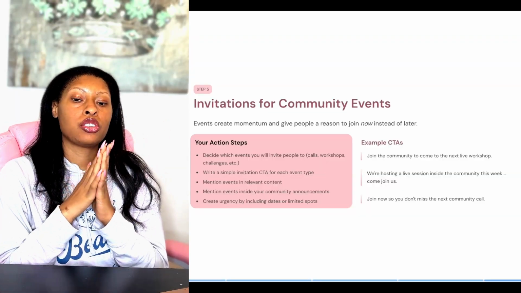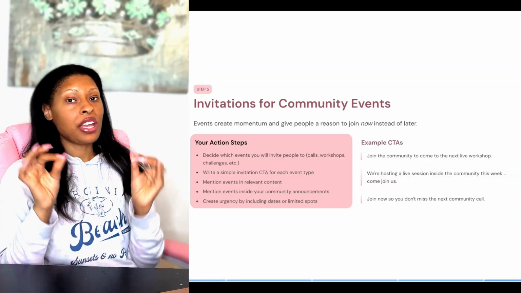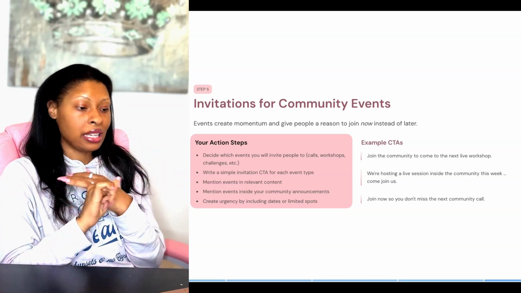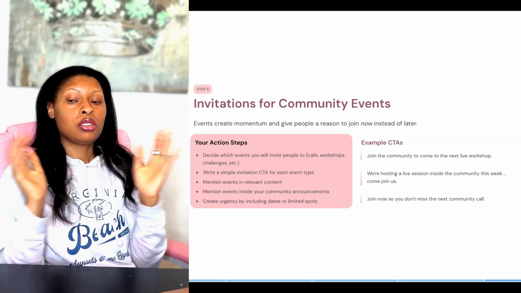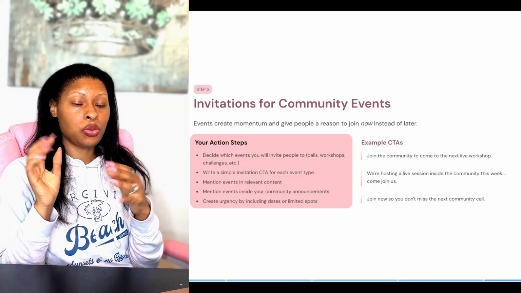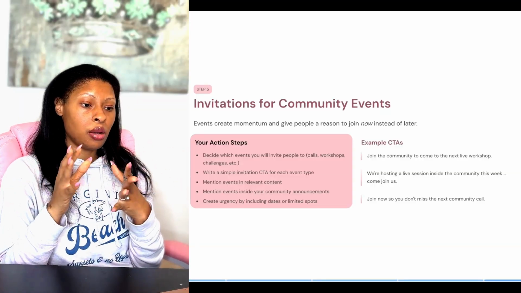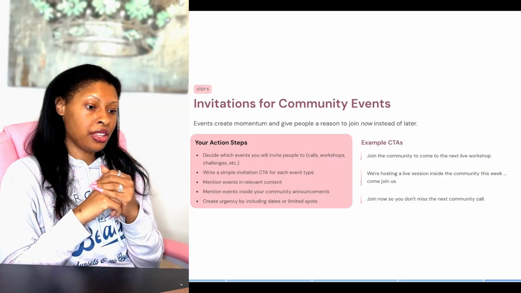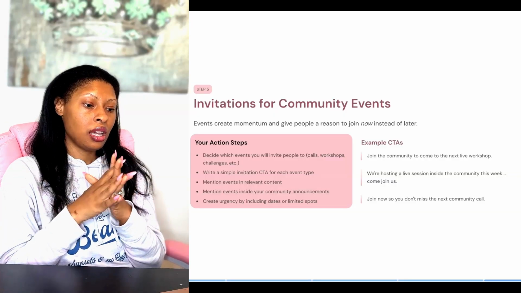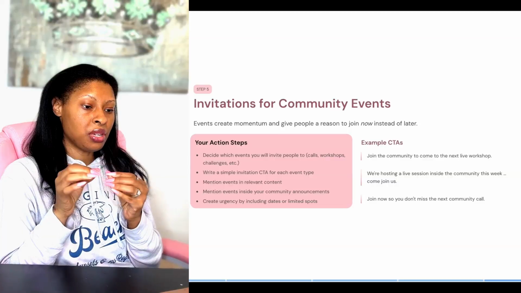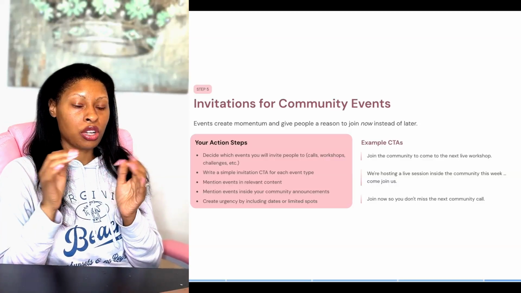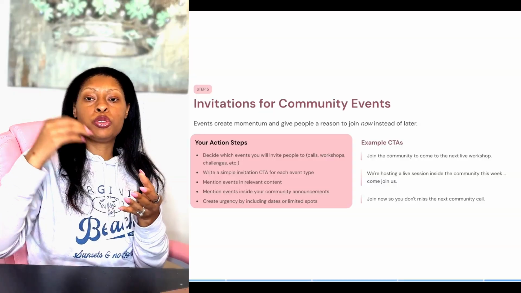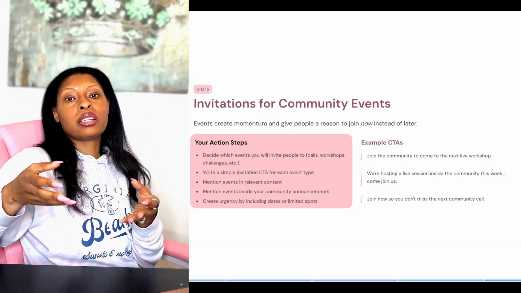And make sure that you use urgency, not fake urgency, use real urgency, okay? By including dates or limited spots. So some example call to actions for you would be join the community to come to the next live workshop. We're hosting a live session inside the community this week. Come join us. And join now so you don't miss the next community call. We're going to be talking about X, Y, and Z, right? So again, these are generic, but you would beef them up to match whatever it is that you are doing within your own community.